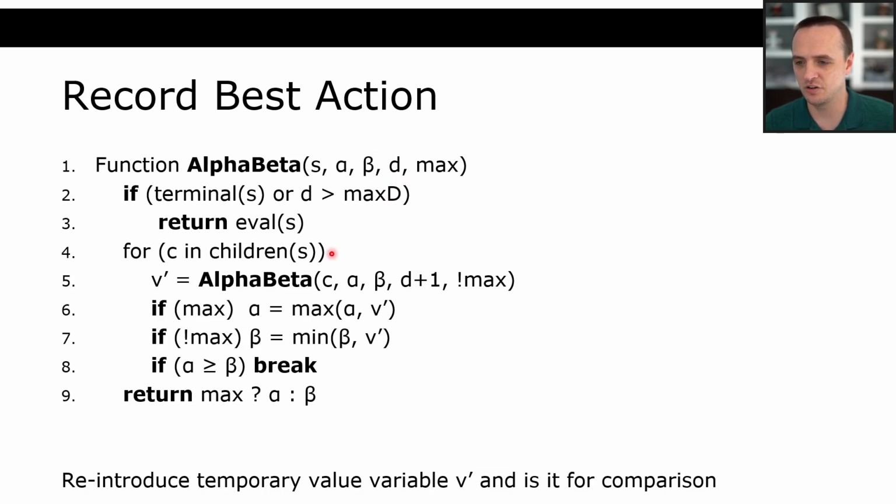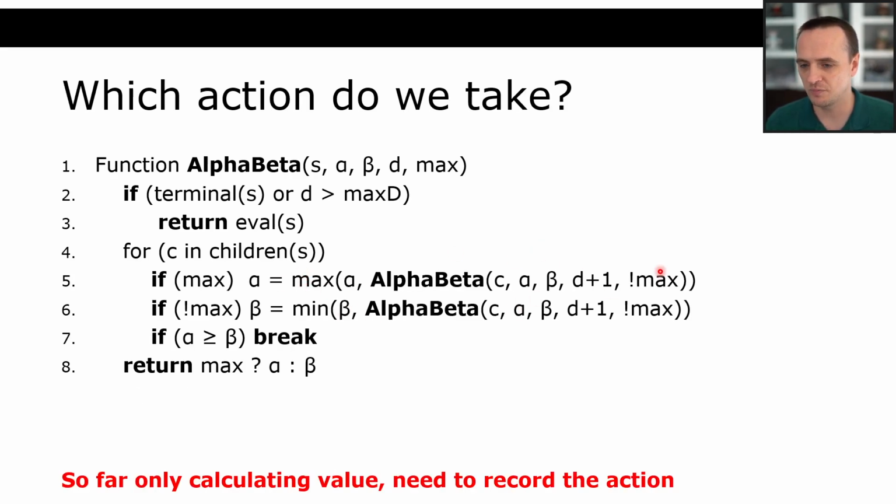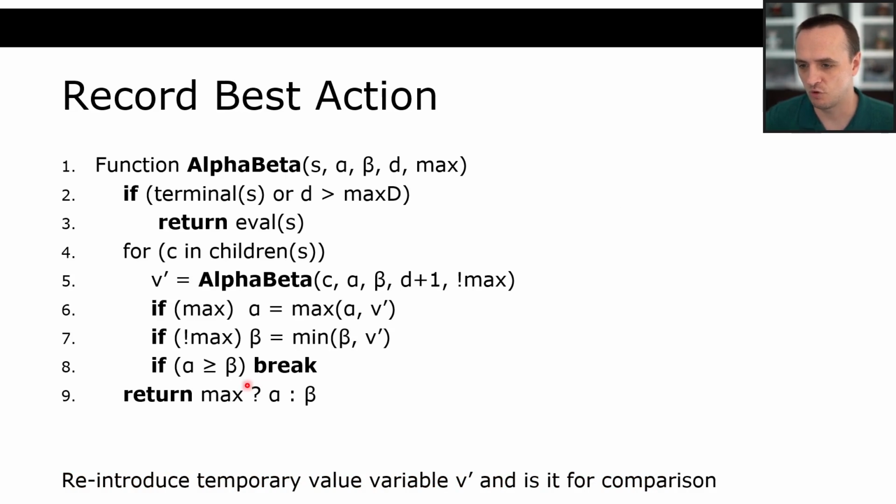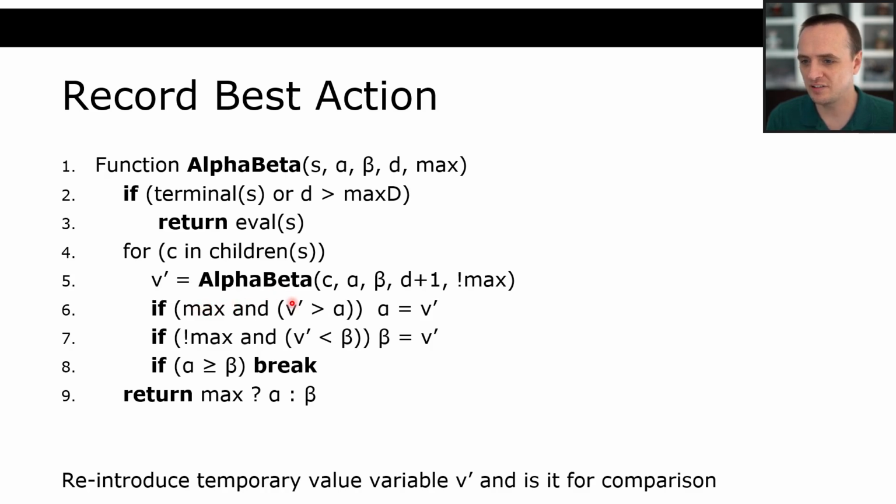Well, the first thing I'm going to do is reintroduce that temporary variable v prime, because instead of just taking the max of something, I actually want to know when the max occurred so that I can set the best action. So that's what I'm doing here. I'm reintroducing this variable and I'm saying if max. So I went back a little bit in that derivation. So if max and v prime is greater than a, right? So now I'm back to saying if I'm maximizing and this is a better value. I'll show you why this is, but just bear with me.